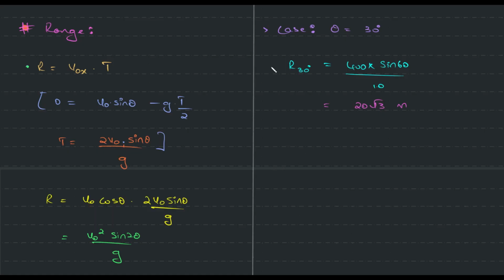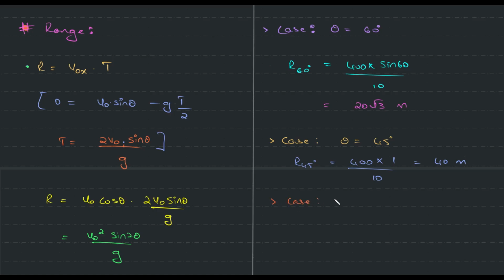Yeah, perfect. So next is we're looking at case of 45 degree. So R 45 degree. Oh wait, sorry, this is 60 degree. My bad. I wrote 30, I wrote here 60. So 400 into sine 90 is 1 divided by 10. This is 40 meters.